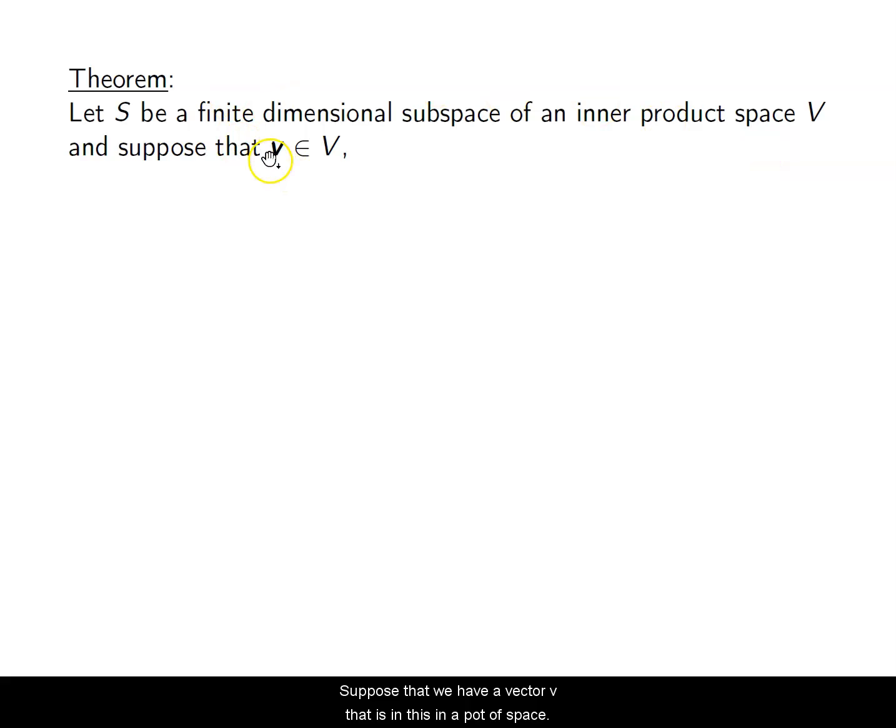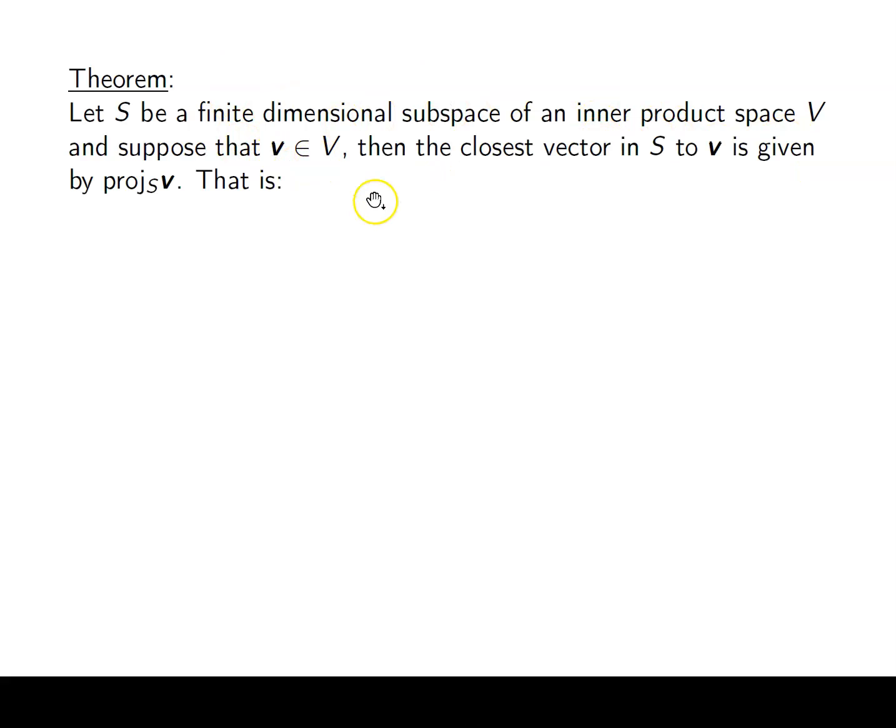And suppose that we have a vector V that is in this inner product space, then the closest vector that is in this subspace to this given vector is given by the projection of that vector in our inner product space onto the subspace. Okay, so just to re-emphasize, S is a subspace of an inner product space. This vector V is in V, and the closest vector that is in S to V is the projection of V onto that subspace S, right?